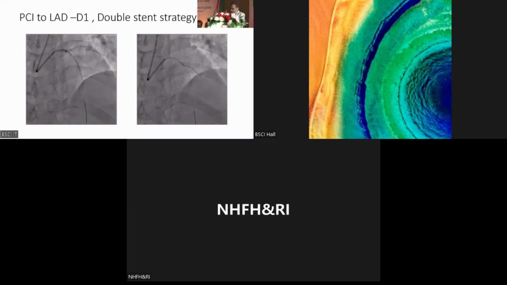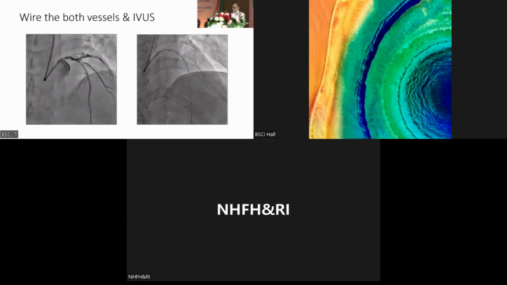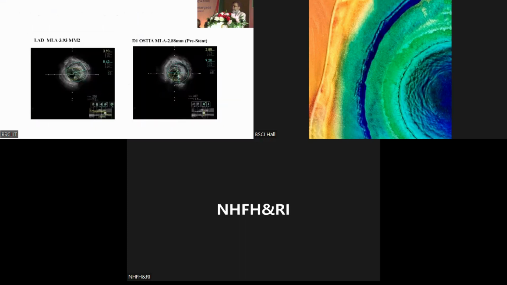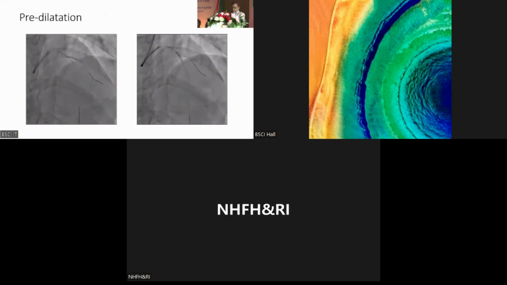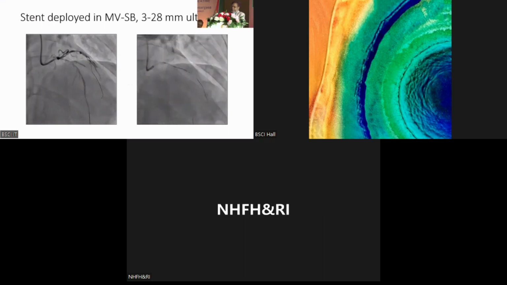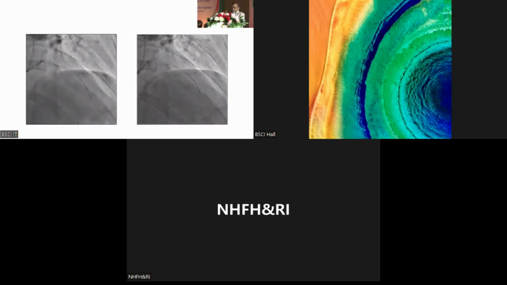You see, we wired both the vessels, and we have done the IVUS from the diagonal as well as from the LAD. LAD diameter is 3.93 and ostial diagonal is 2.88. And we pre-dilated both the lesions, diagonal, then LAD, then LAD to diagonal stent placement and stent deployment.